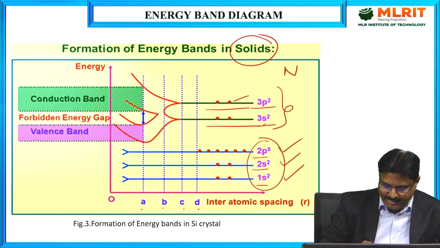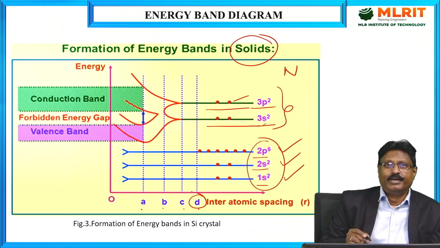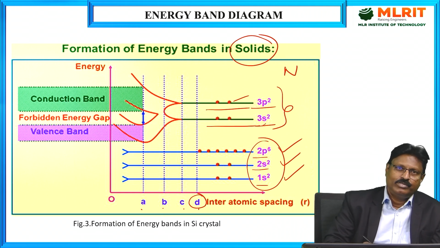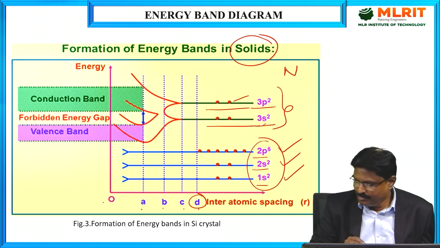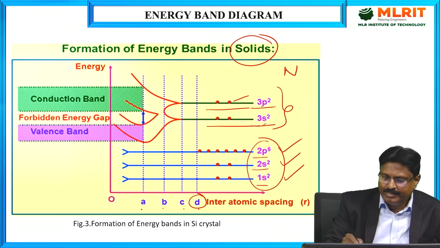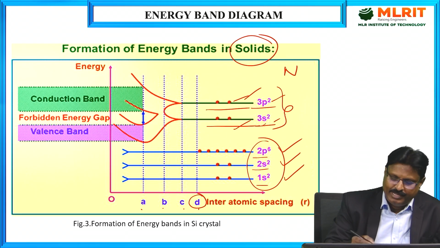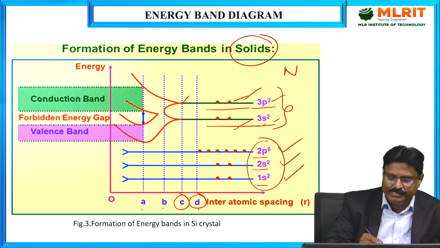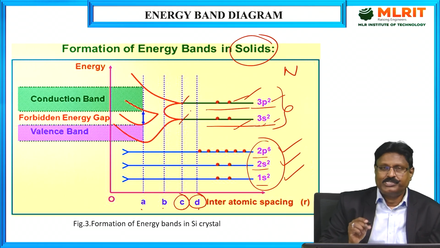At R equal to D, the interatomic spacing is somewhat large. Whenever you move from left to right, the interatomic spacing goes on increasing. Whenever you move from right to left, it goes on decreasing. That's why at D, both 3p2 and 3s2 are at discrete levels. At R equal to C, let us check the status.